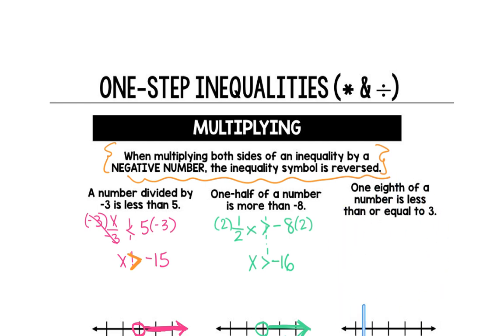Try this one. Here is the answer. 1/8 x is less than or equal to 3. Multiply by 8 on both sides, and you get x is less than or equal to 24. This is a closed circle, shading to the left.